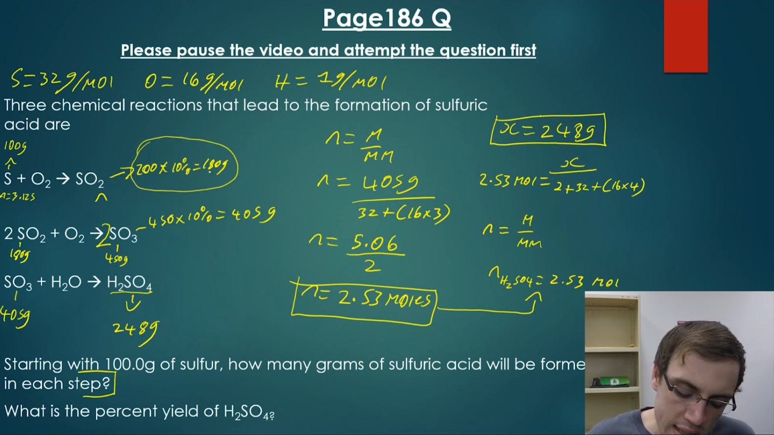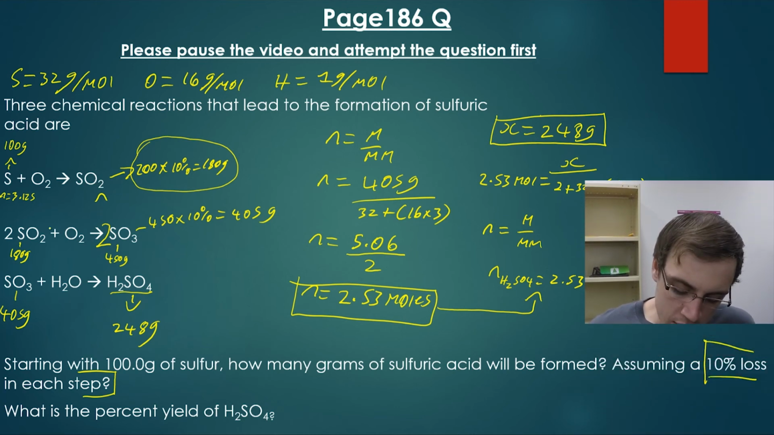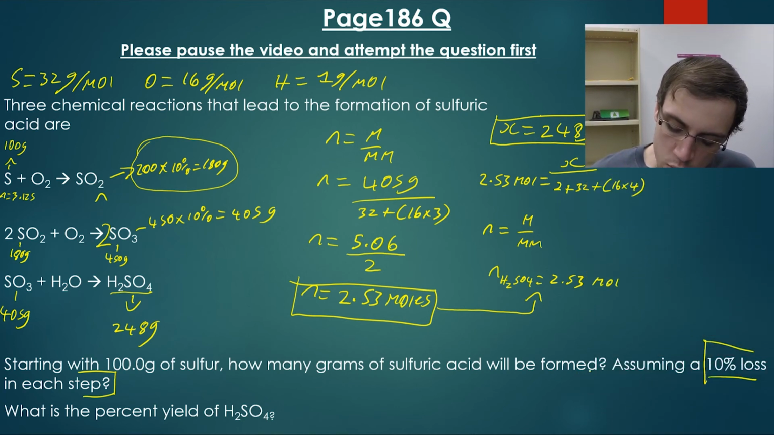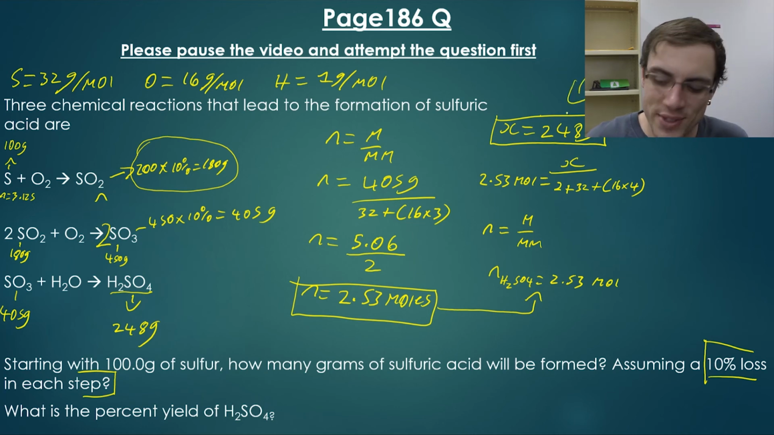Okay, so you don't take 10% of the mass. You will simply just use that original mass. So in this one, instead of being 180, that would be 200 grams. And you would repeat through the entire thing again. So that means that how many grams of sulfuric acid will be formed? We would form 248 grams.